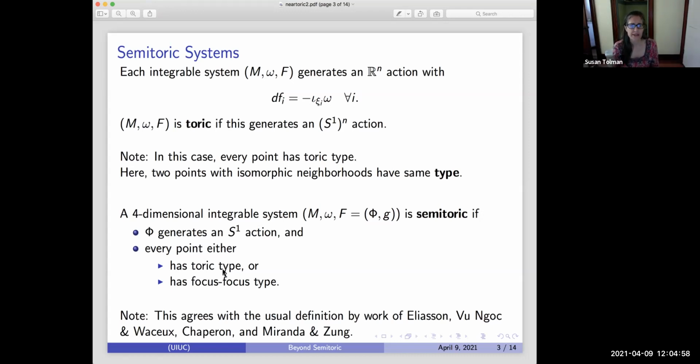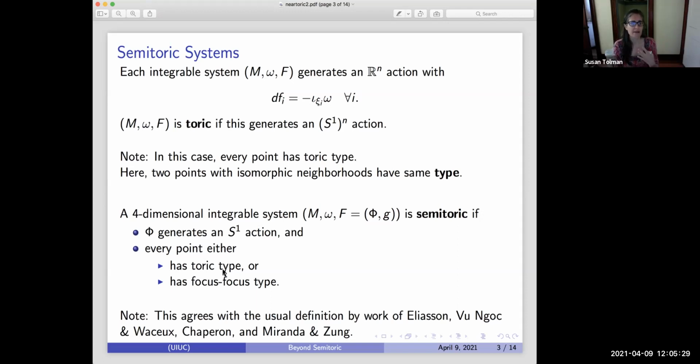So take a 4-dimensional integrable system (M, ω, F), and I'm going to write the first component of F as φ and the second one as G. We say this is semitoric if φ generates a circle action. You need your first component to close up, not just be an R action, but be an S^1. And I need every point to either have toric type or have focus-focus type.